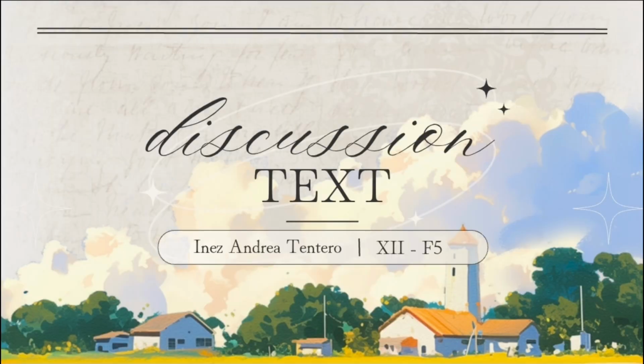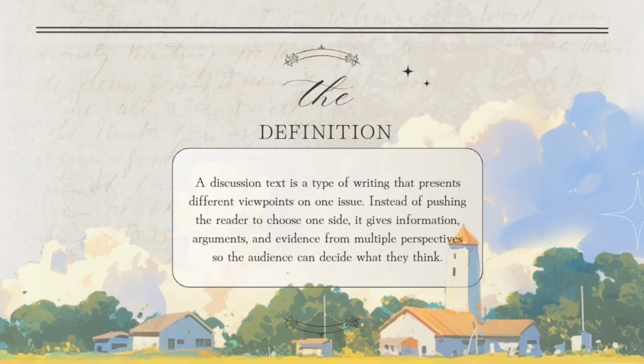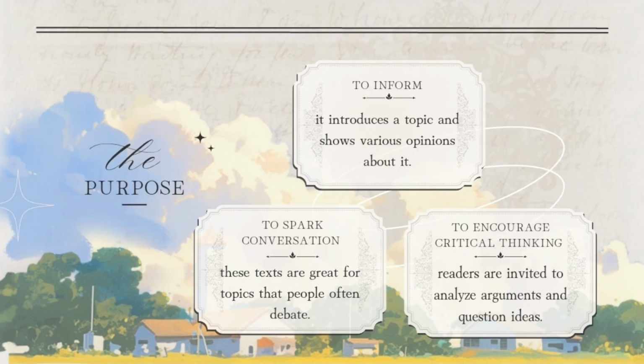Okay, so what is the actual definition of a discussion text? A discussion text is a type of writing that presents different viewpoints on one issue. So instead of pushing the reader to choose one side, it gives information, arguments, and evidence from multiple perspectives so the audience can decide what they think. Now that we know what it is, let's move on to why it matters.